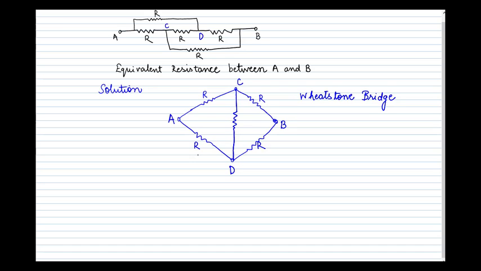So we take it this is R1, R2, R3, and R4. The balance condition of the bridge is R2 upon R1 is equal to R4 upon R3. So R2 upon R1 is equal to R4 upon R3. That condition is satisfied here because R upon R is equal to R upon R. So the condition of the balancing of the Wheatstone bridge is satisfied.